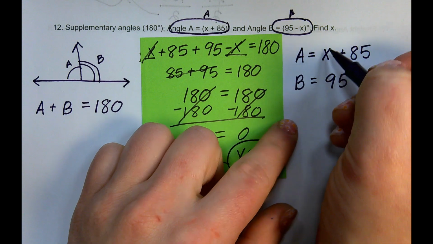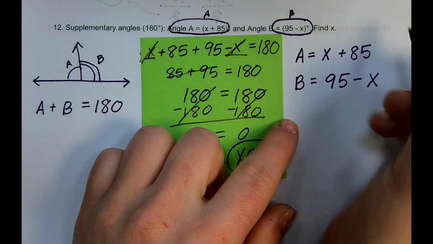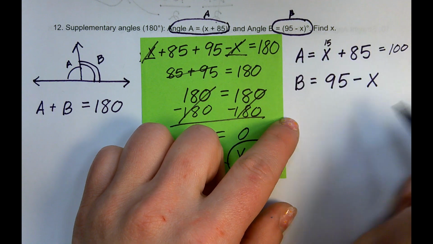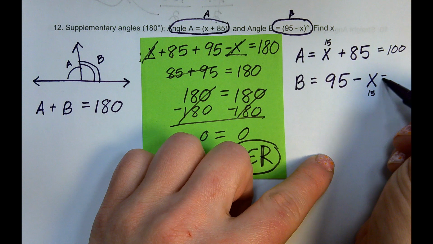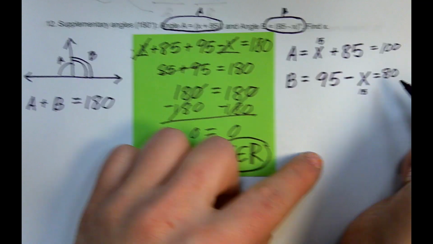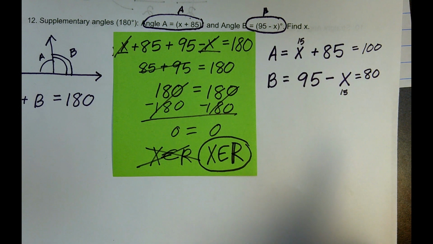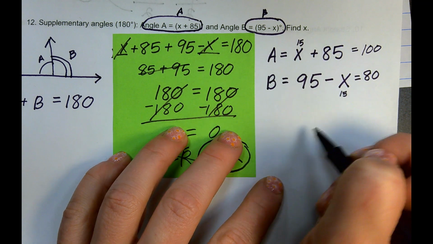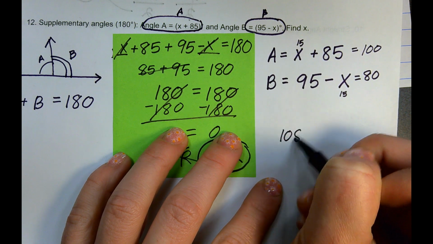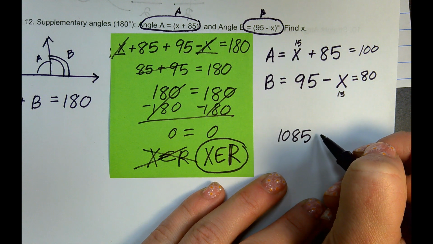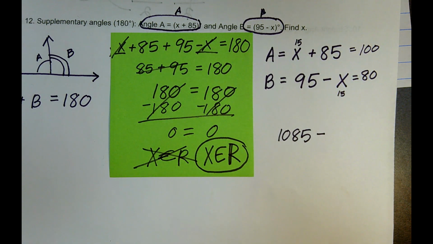Let's try 15 first. So 15 plus 85, what's that? That's 100. So I chose 15. What's 95 minus 15? 80. Look at that. 100 plus 80 is 180. What if I chose 1,000? What's 1,000 plus 85? 1,085. What's 95 minus 1,000? It's going to be a negative number. I'm going to type it in just because I can't do that in my head.